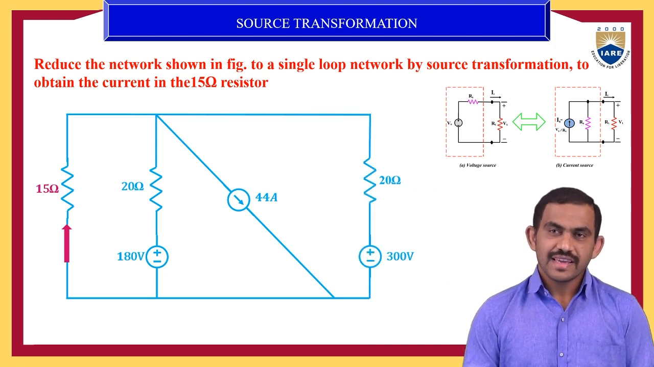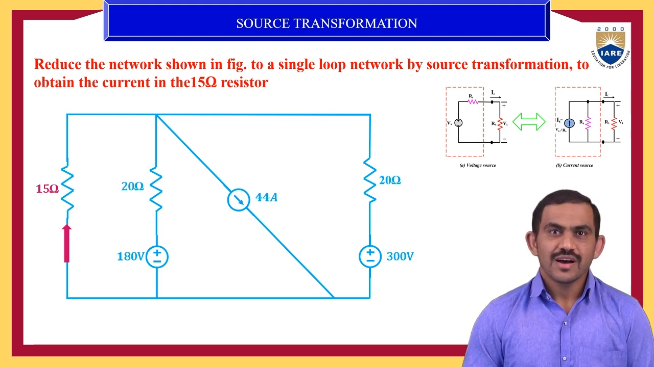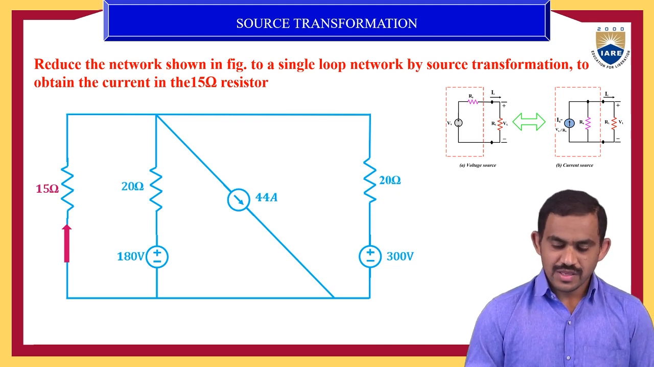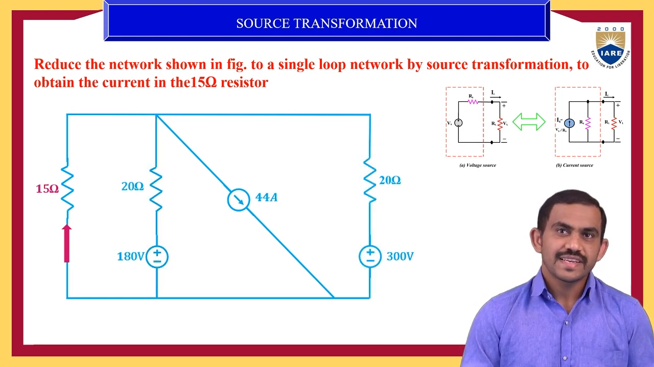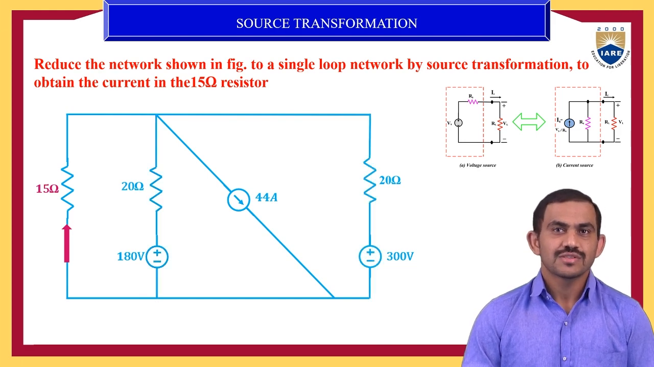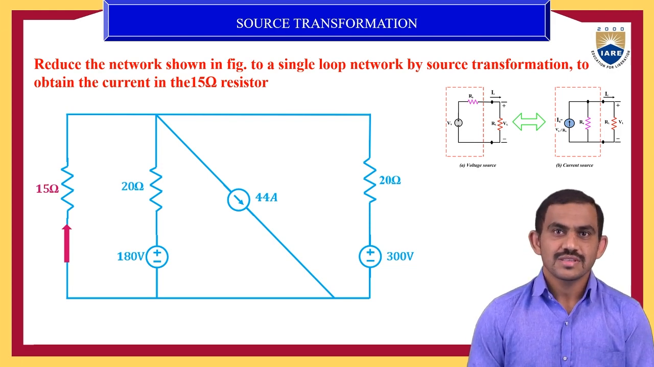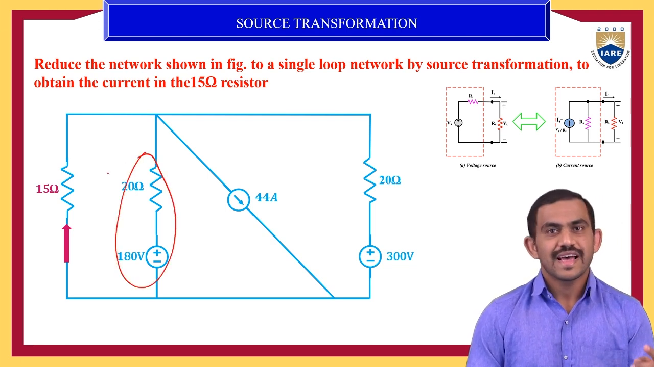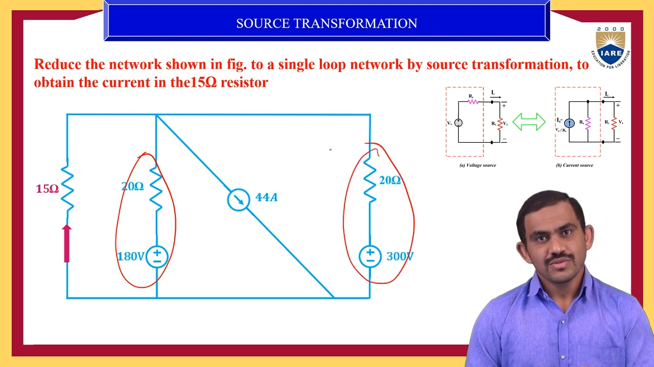In this circuit, are any voltage sources or current sources in parallel or series? Yes, in this circuit we have a voltage source in series with a resistor, same thing. These two: 20 ohms in series with 180 volts, and 20 ohms in series with 300 volts. Now I need to convert the two voltage sources and resistors into two current sources and two resistors. These two can be converted to one current source and one resistor, the same resistor value, and here also a current source and one resistor.